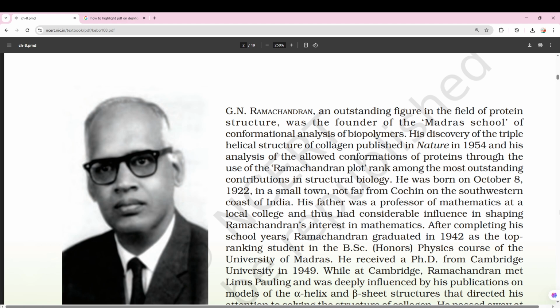He was born on October 8, 1922, in a small town not far from Cochin on the southwestern coast of India. His father was a professor of mathematics at a local college and thus had considerable influence in shaping Ramachandran's interest in mathematics. After completing his school years, Ramachandran graduated in 1942 as the top ranking student in the BSc Honours Physics course of the University of Madras.